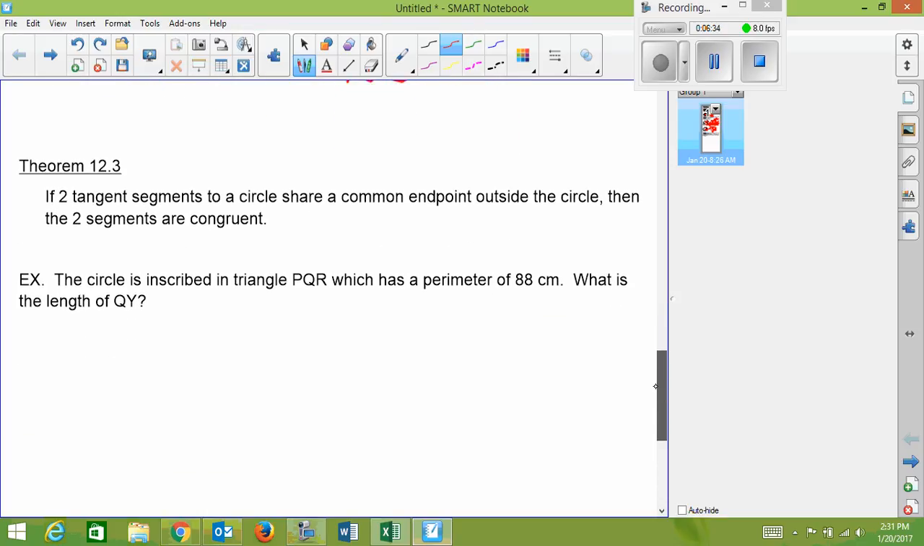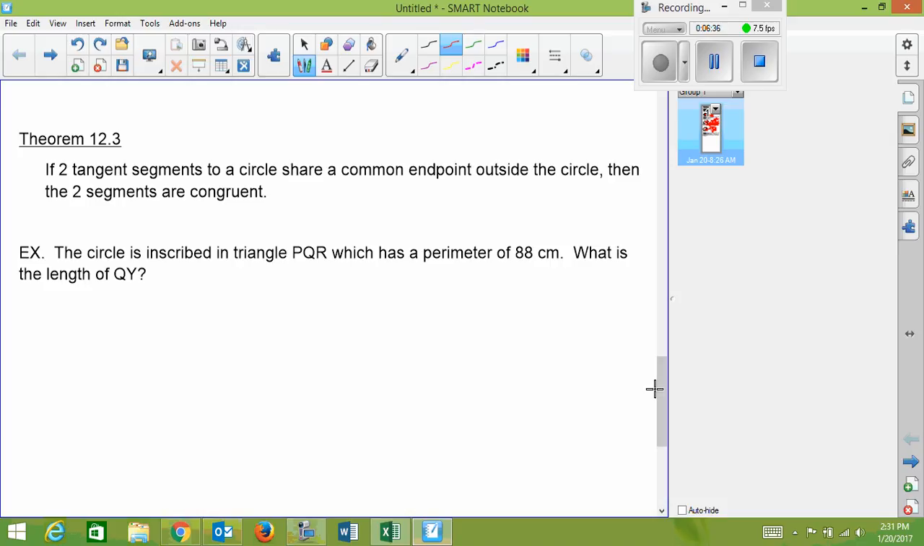The last theorem that we're going to cover today is theorem 12.3, which states that if two tangent segments to a circle share a common endpoint outside of the circle, then the two segments are congruent. And I have an example here. Let me draw the picture.